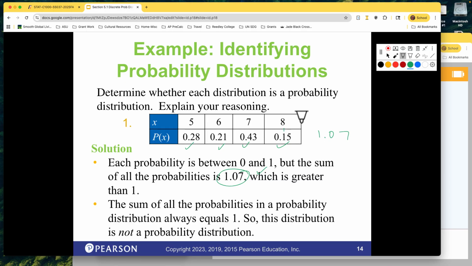Because you can't have more than 100%. You can't have 107%. That's not probabilities. 100% is the biggest. So far, so good. So again, on the homework, there's a few in there. That's all you're asked to do: they'll say, is this a probability distribution? Are each individual ones between 0 and 1, and do they add to 1? If they don't add to 1, no, they're not probability distributions.